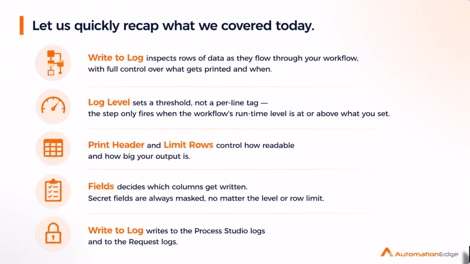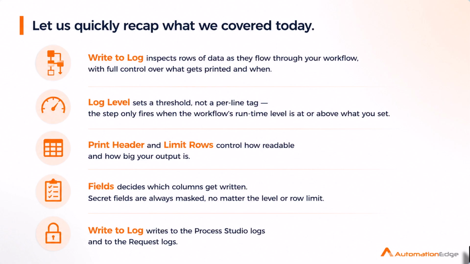Let's quickly recap what we covered today. Write to log, the workflow step, lets you inspect rows of data as they flow through your workflow, with full control over what gets printed and when. Log level sets a threshold, not a per-line tag. The step only fires when the workflow's runtime level is at or above what you set.